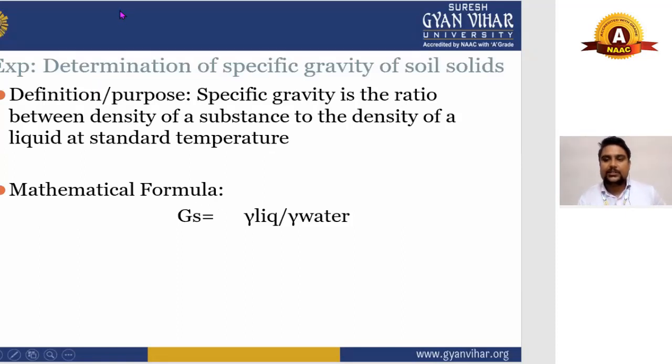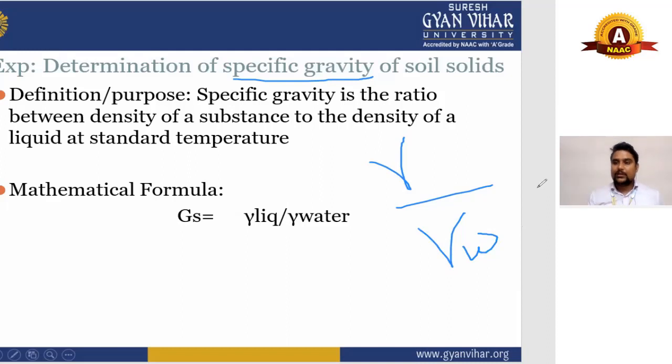In the first experiment, we will see determination of specific gravity of soil. First, you should know what specific gravity is. If you find the specific gravity of any material or substance, you have to take the ratio between the density of the substance and the density of a liquid at its standard temperature. That means you have to take the density of the substance, which you can denote by gamma, and divide by the density of the liquid. For the liquid we can easily take water. So let's come to the definition of this test.